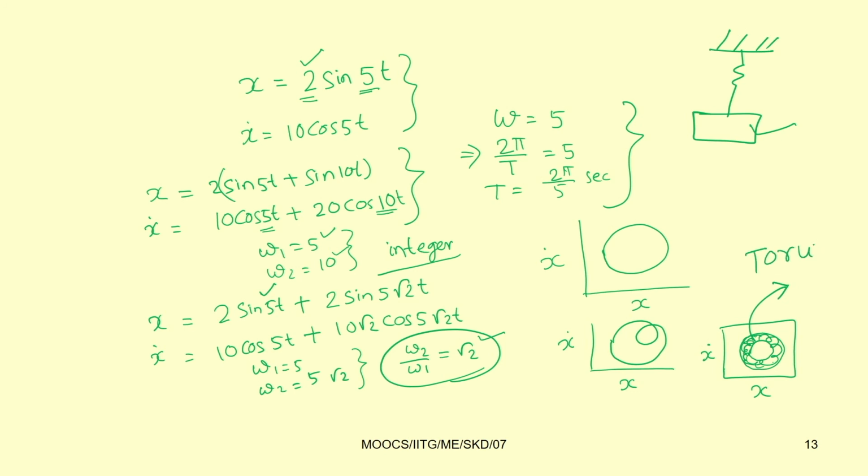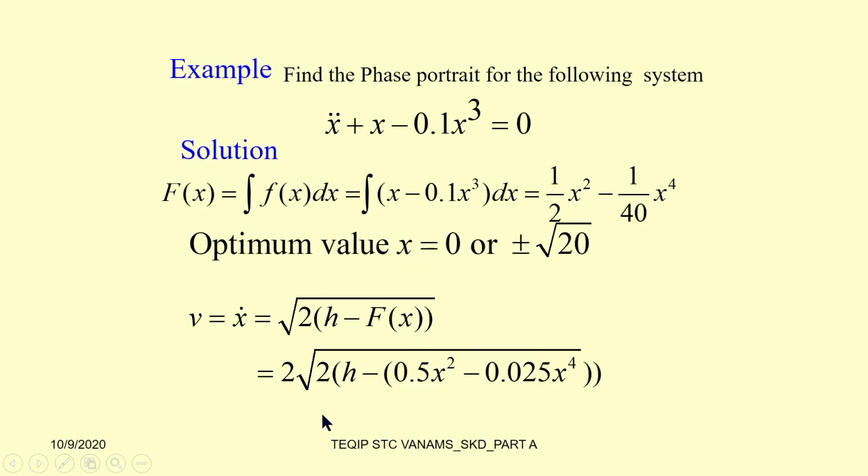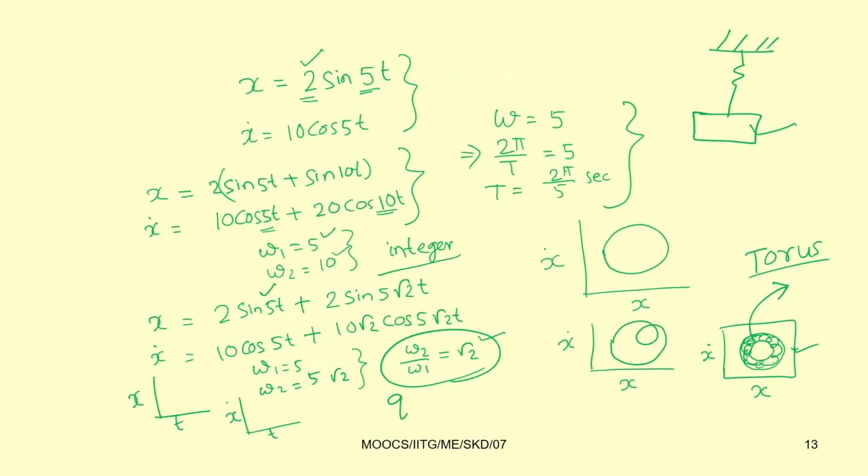This type of response is known as quasi periodic response. You can plot x versus t and x dot versus t and verify the response. These responses are known as quasi periodic response.